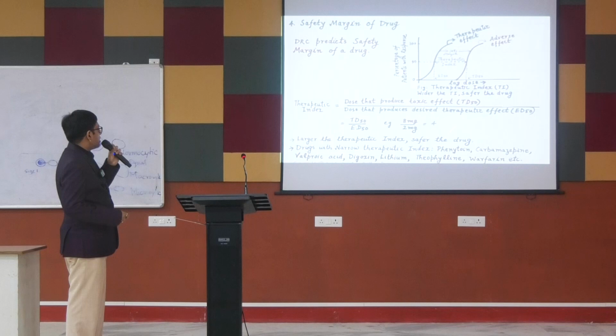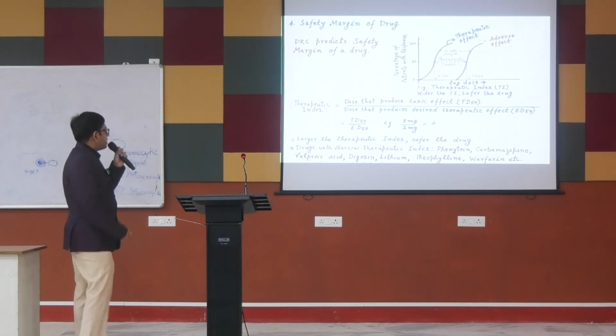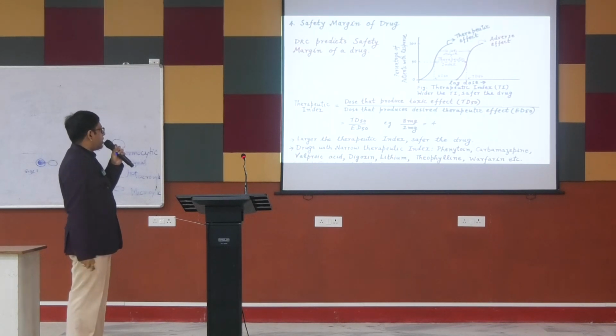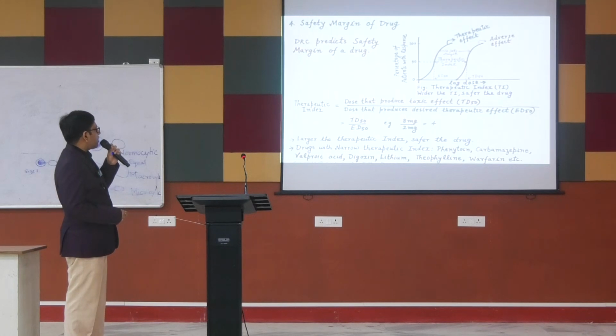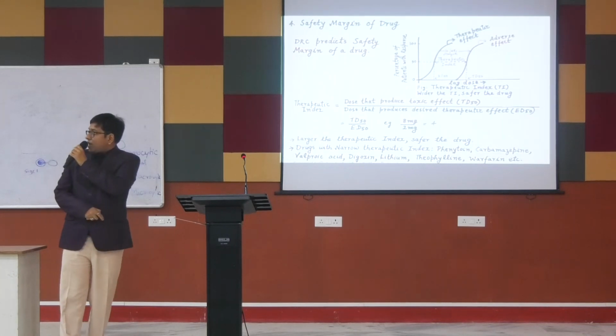You have to remember, you will be asked the definition of therapeutic index: you have to tell this definition, the ratio of this, and how you calculate it. You take a dose and you see 50% of patients having therapeutic effect and 50% of patients having adverse effect, and their ratio is this. The larger the index, the safer the drug.